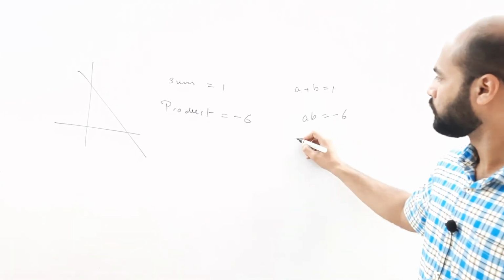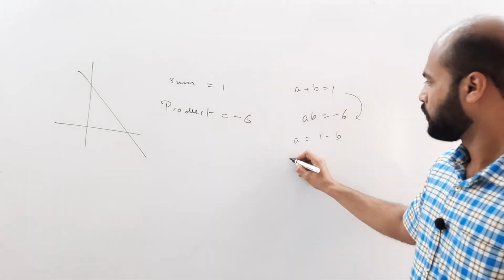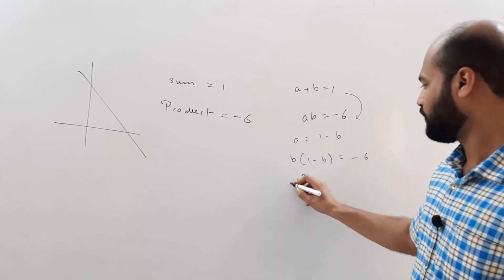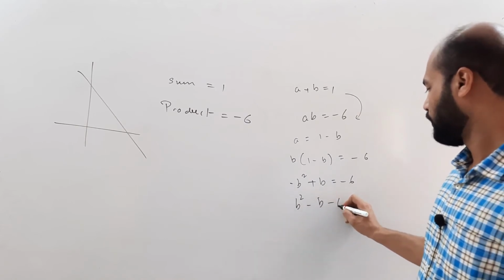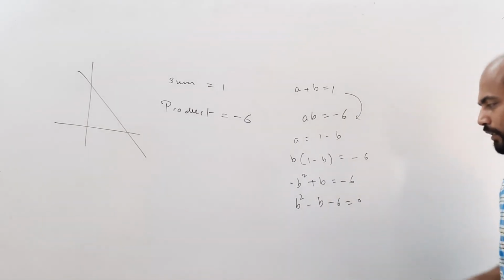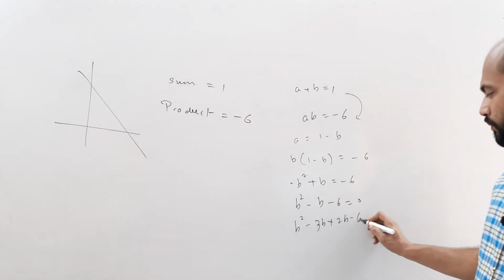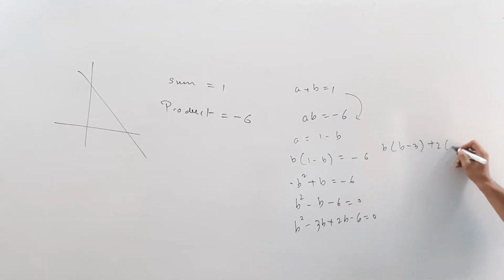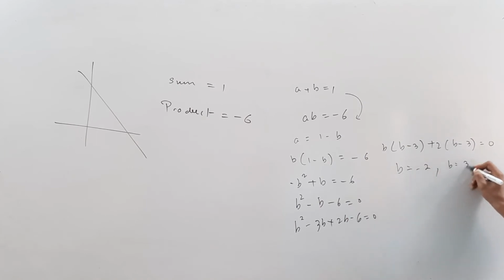So all that we have to find is a and b. So I know that a is 1 minus b. So I'm going to substitute this in the second equation. So b into (1 minus b) is equal to minus 6. So minus b square plus b is equal to minus 6, and then b square minus b minus 6 is equal to 0, which means that we can find the values of b from here. So b square minus 3b plus 2b minus 6 is equal to 0. So b into (b minus 3) plus 2 into (b minus 3) is equal to 0. So b is minus 2 and b is 3.